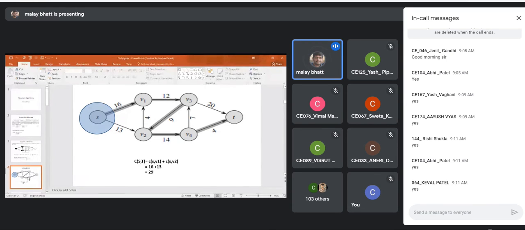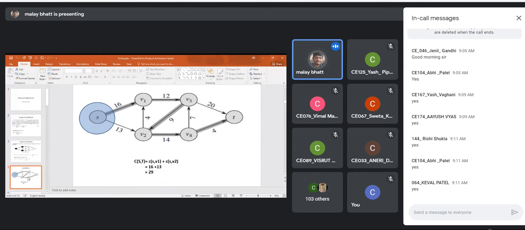this graph. So one possible cut is, I will treat S as only one node, and the remaining V1, V2, V3, V4 and T as another group. That is the first possible cut. I will cut the graph from S itself. So what is the capacity of that cut?